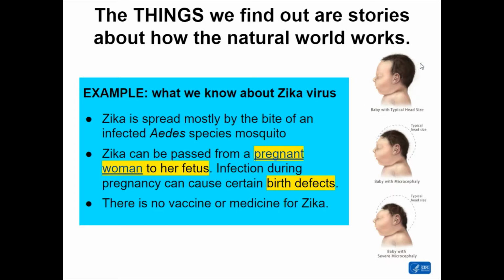So if here is a regular baby with a regular baby-sized head, a baby who had been infected with Zika while it was developing could have a much smaller head, a really crazily smaller head than a regular head size. So these are very severe birth defects, and you cannot come back from this. So that's the kind of story that we care about in science, all kinds of different things, but that's a big one.